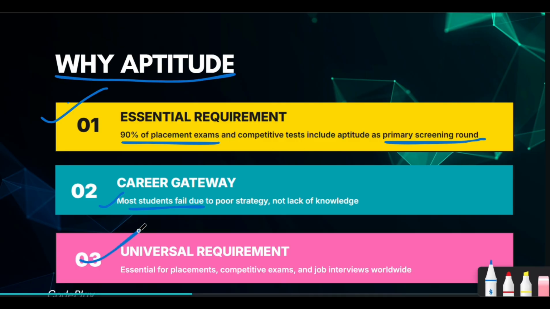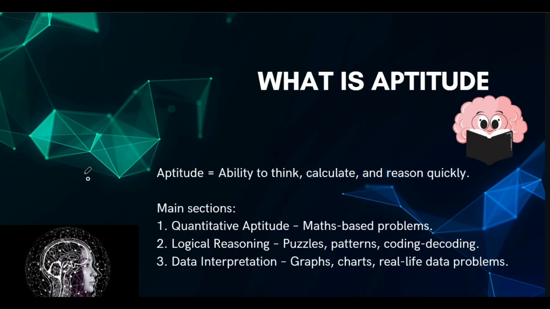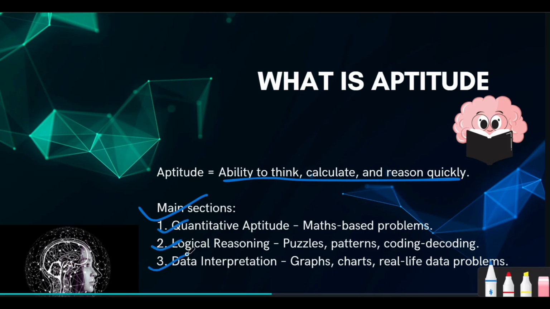So, what exactly is aptitude? In simple words, aptitude is the ability to think, calculate, and reason quickly. It's usually divided into three main sections. The first one is quantitative aptitude, the second one is logical reasoning, and the third one is data interpretation.